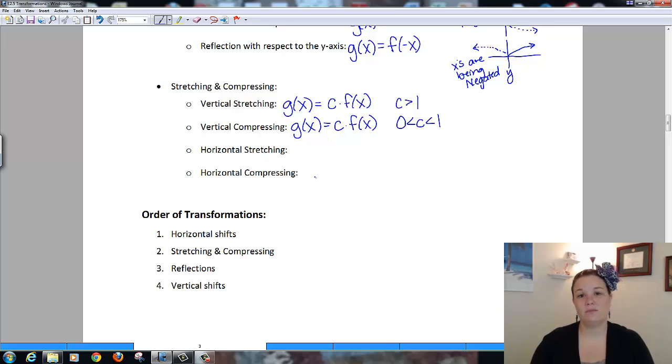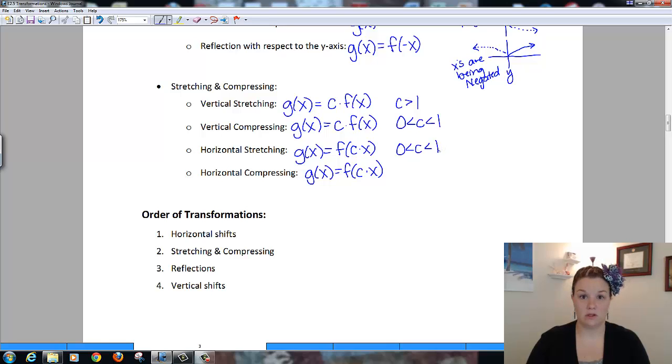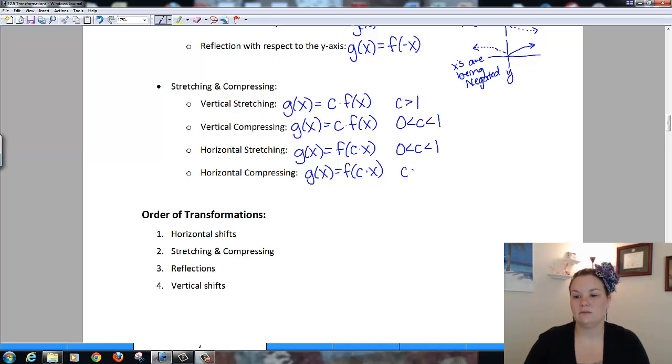Here, in order to stretch and compress, I still use multiplication, and because it's happening to the x, the multiplication takes place inside my function. So here I'm going to multiply by c on the inside of my function, but remember, it's backwards from what we would think. In order to stretch it, we would think we need to multiply by a big number when actually we need to multiply by a small number. Same thing with horizontal compressing. In order to shrink it down, we would think we need to multiply by a small number, but with x's being backwards, we actually need to multiply by a number larger than 1.